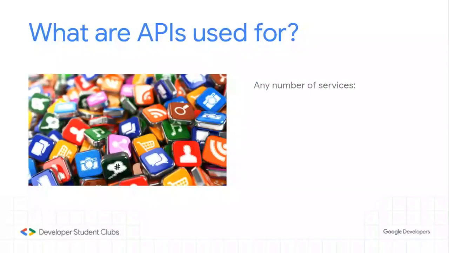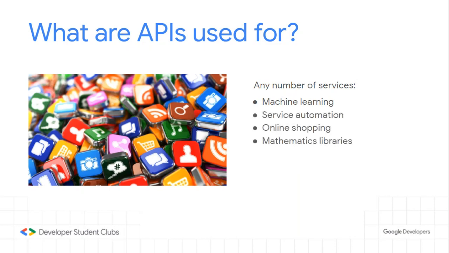What are they used for? Well, an API can accomplish any number of services. Machine learning uses an API. Service automations can use APIs. Online shopping, math libraries, IP and geolocation. Your favorite email provider might even use an API too to interface with a different front end. So APIs exist everywhere and they can be used for not just this small section of things, but way more than that.